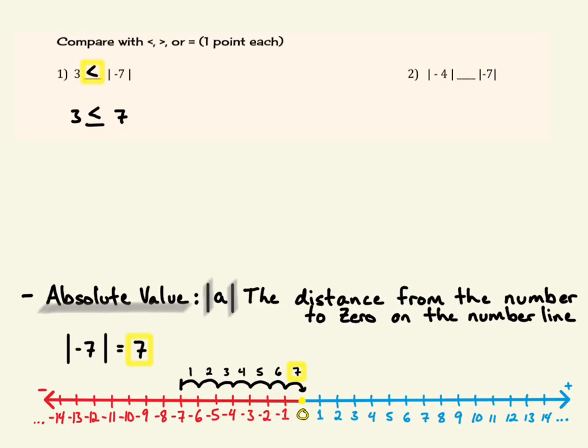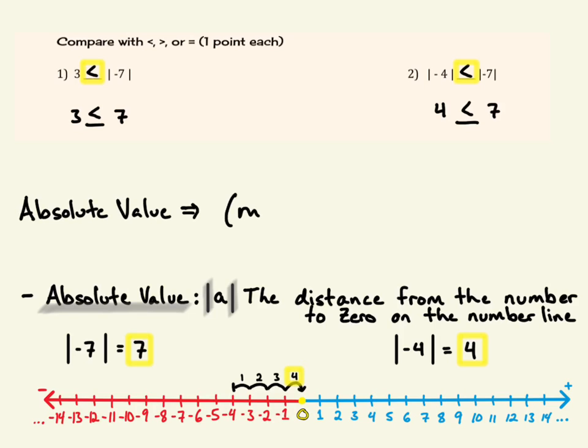For number 2, we already know what the absolute value of -7 is, so we're talking about the absolute value of -4. And the absolute value of -4 is +4. And what is the relationship between 4 and 7? Well, 4 is less than 7, so my answer is less than. In general, an absolute value makes any number positive.